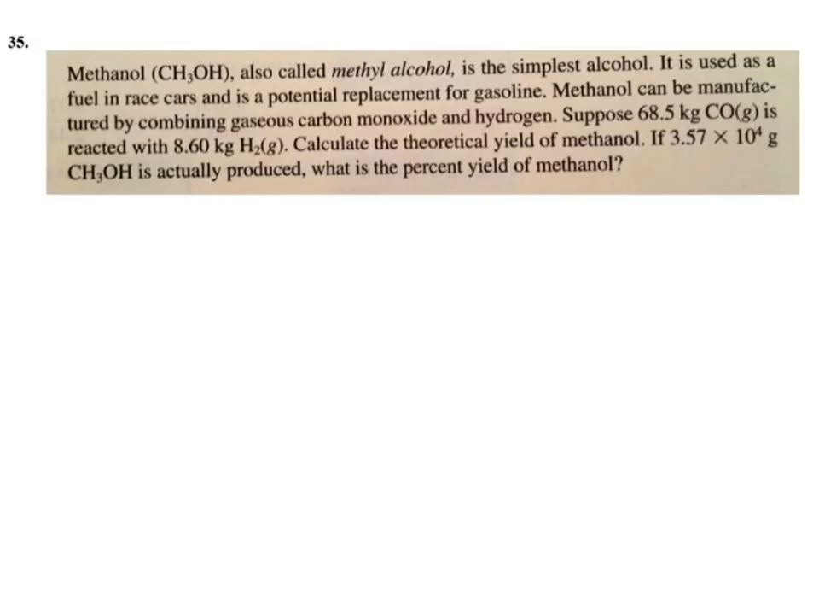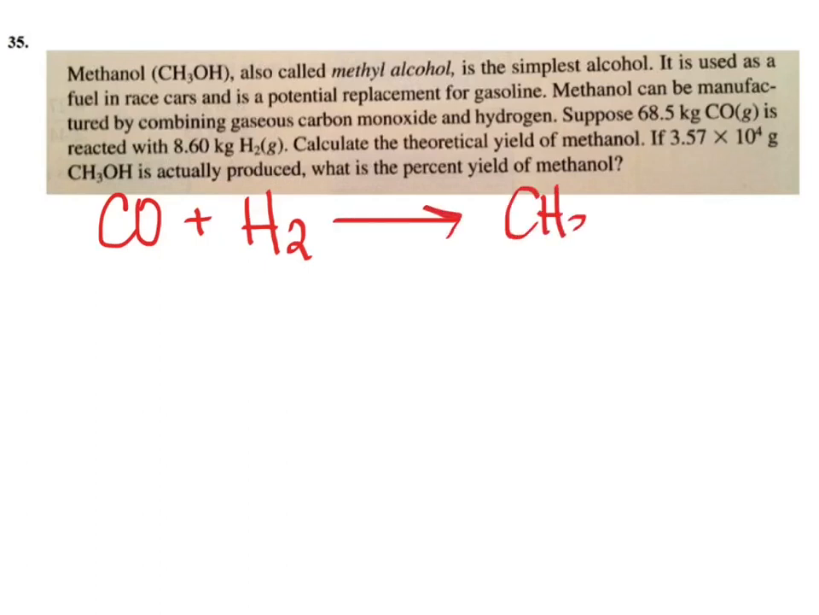All right, let's try another one. We're going to put in some combustion in here. So we have 3 more problems to do. Here we have methanol, and it is manufactured by combining gaseous carbon monoxide. So we're going to take carbon monoxide and combine that with hydrogen gas, and we're going to get CH3OH.